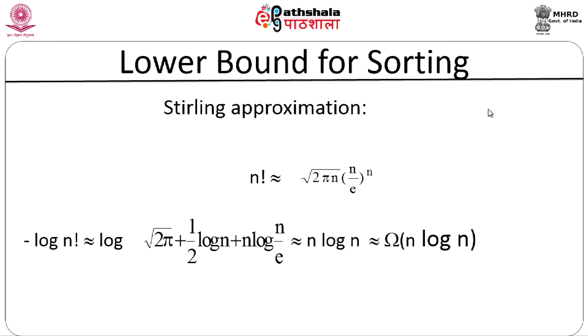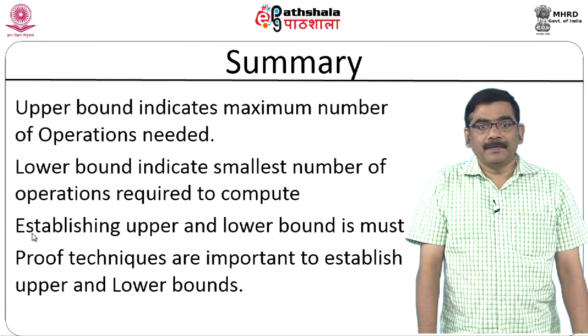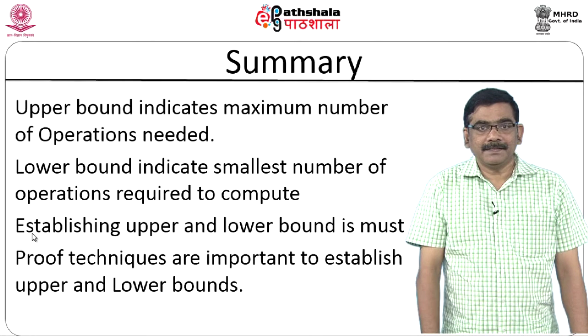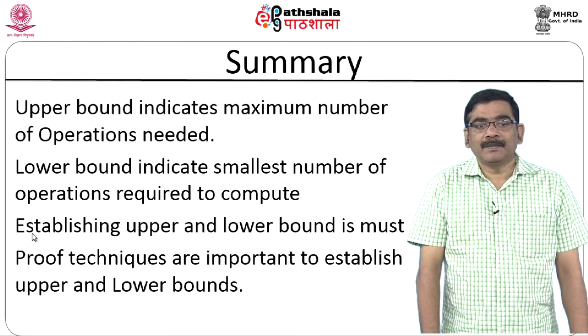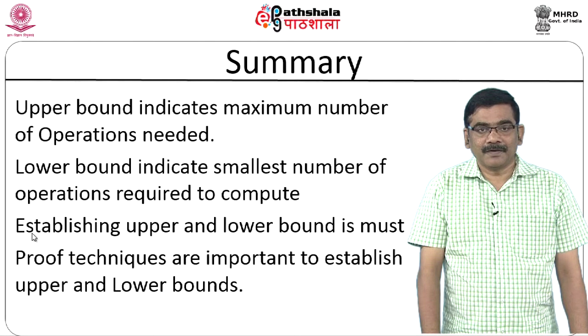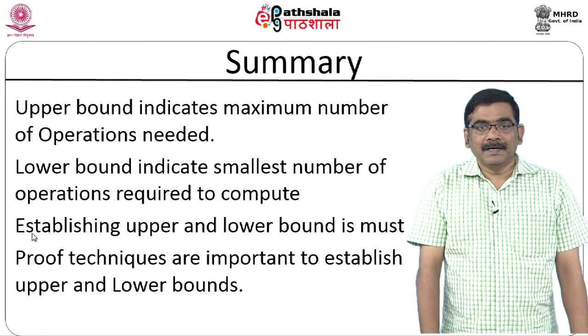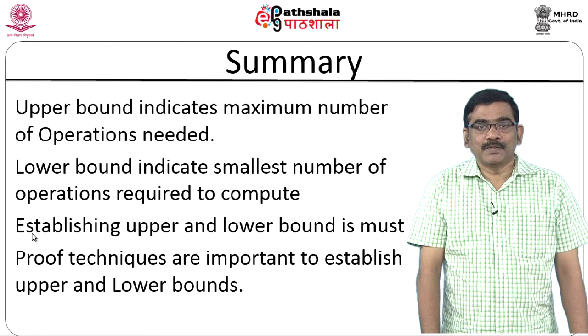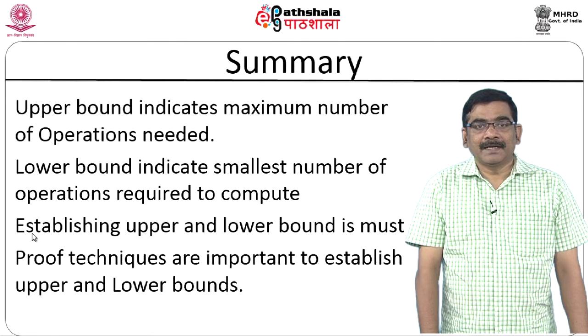In summary, the upper bound indicates the maximum number of operations and the lower bound indicates the smallest number of operations. Establishing upper and lower bounds is a must for computational complexity, and lots of proof techniques are there. The decision tree is one of the most popular methods for proving lower and upper bounds. In this module we talked about upper and lower bounds. In the next module we will continue our discussion on the complexity theory of problems. Thank you very much.